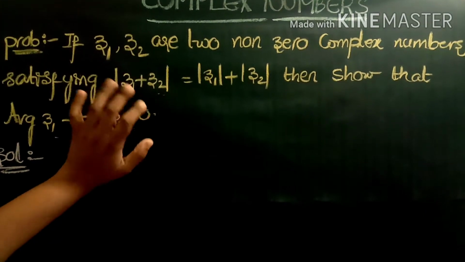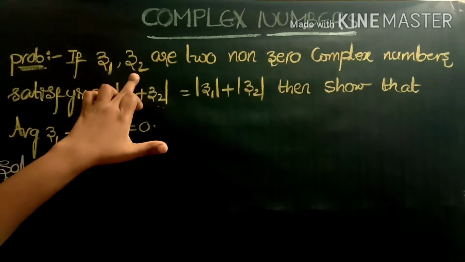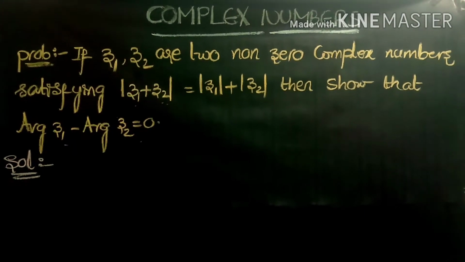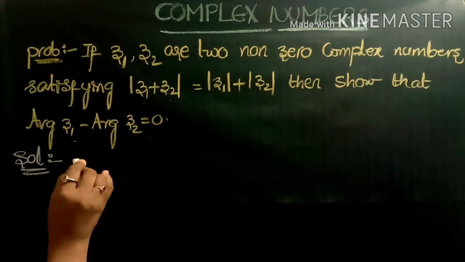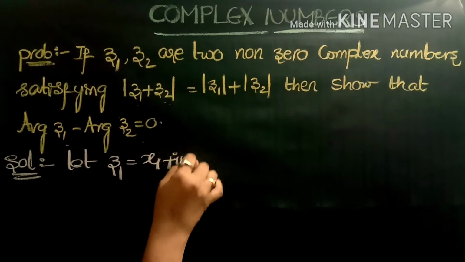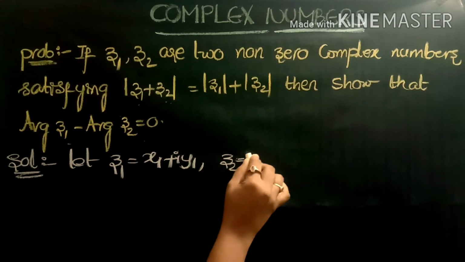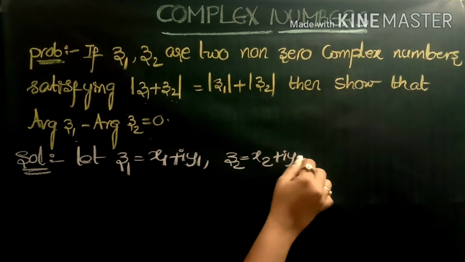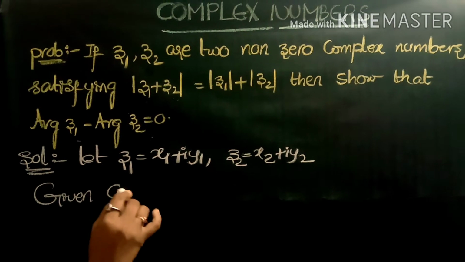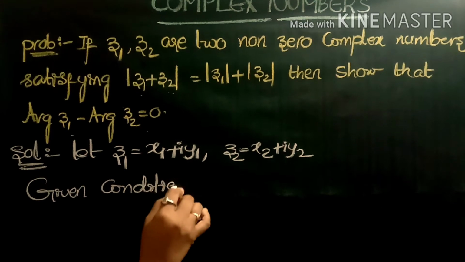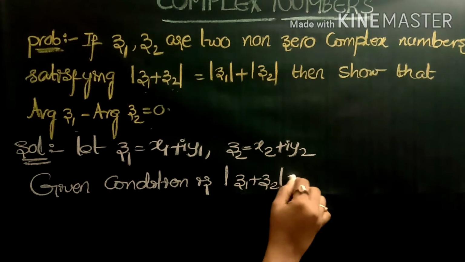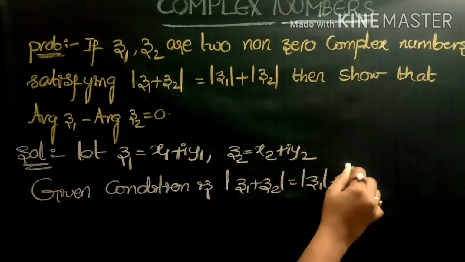So for doing this problem, we take the complex numbers Z1 as x1 plus iy1 and Z2 as x2 plus iy2. First we are writing those complex numbers. Let Z1 is equal to x1 plus iy1 and Z2 is equal to x2 plus iy2. Next we are writing the given condition. The given condition is mod Z1 plus Z2 is equal to mod Z1 plus mod Z2.